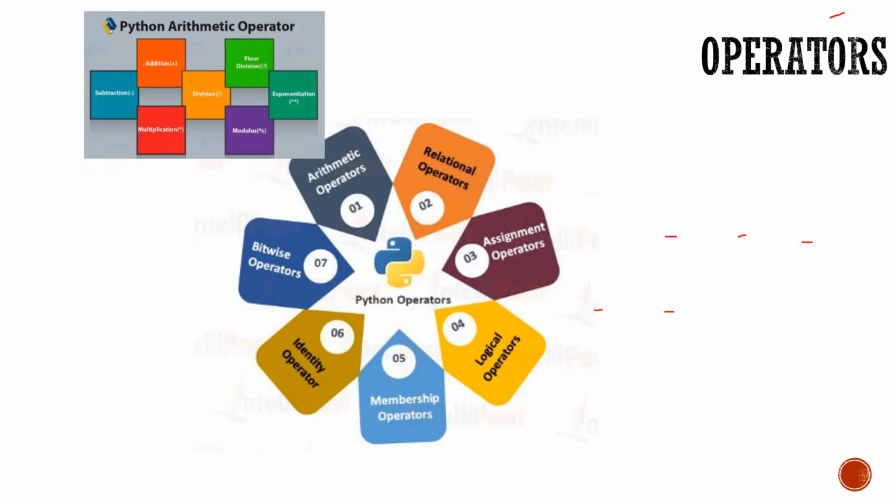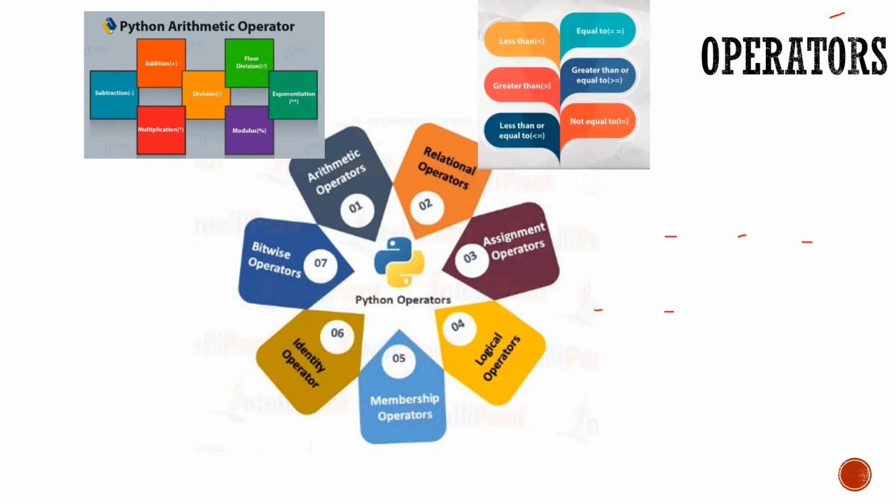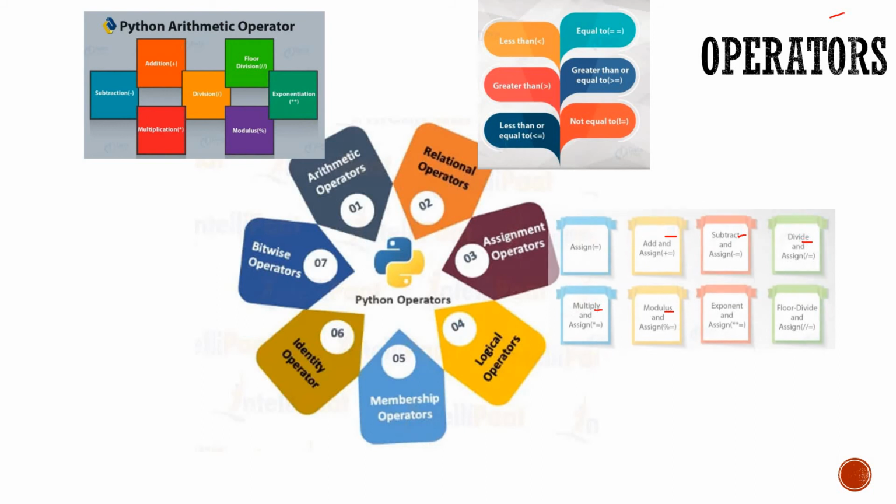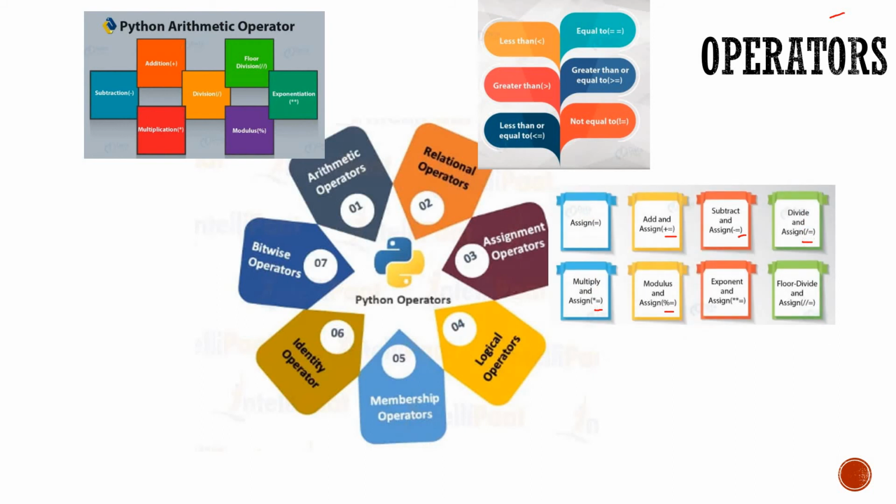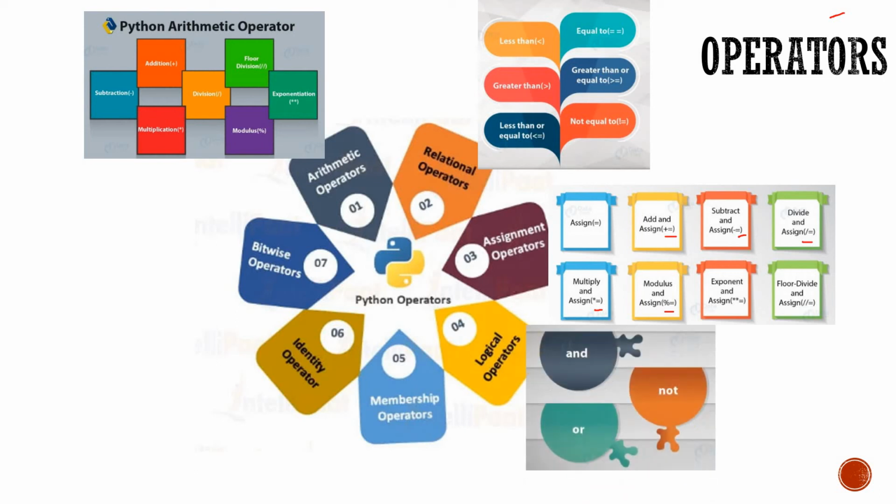In arithmetic we need 2 operands for working. In this we include addition, subtraction, multiplication, division, etc. Then we are having relational operators, which are used to check the relation between any 2 variables. It always gives the result in true or false. After that we are having assignment operators, which are used to change the value or assign the value to a particular variable or identifier.